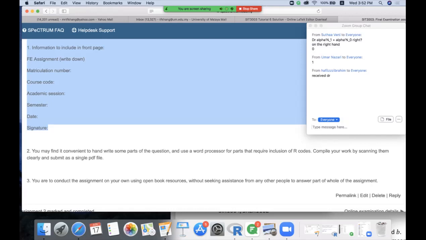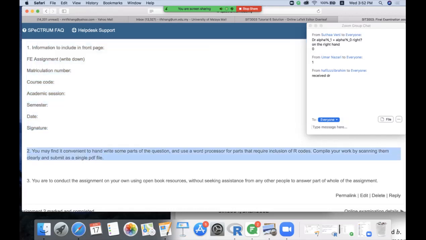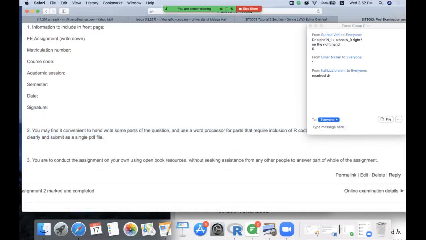Then the second part, you can handwrite. Because sometimes typing it in Word, you are pressured, you might not feel like typing it out. Just write it out, it's fine. Then you scan them clearly, and submit as a single file in PDF, please don't give me Word files. Remember to give me the PDF file, all right?